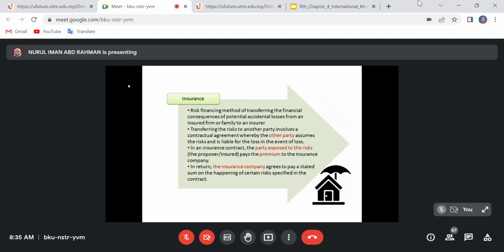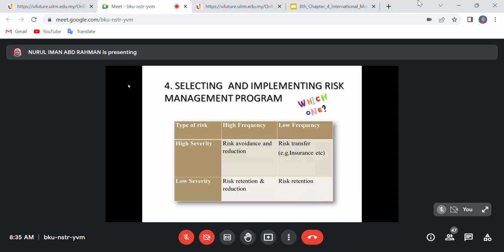Okay. And then the last one, insurance. This is when you transfer your risk to an insurance company. Dan tadi contractual transfer through contract, sewa beli, contract sewa rumah. Okay. And then after you already learn on the technique that you want to use, now you need to select and implement the risk management program. So from the risk that you already identify and you already look at the severity and frequency, you just take the risk that korang dah list out tu and put in this table.